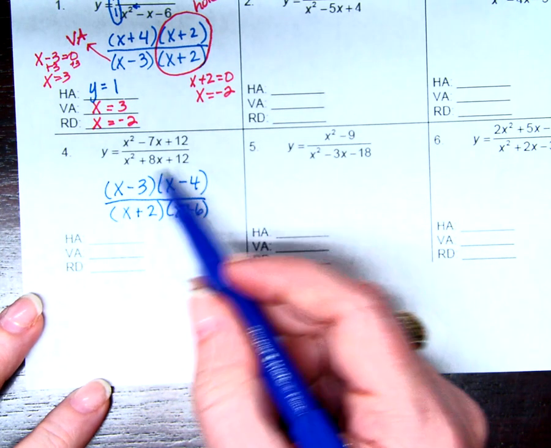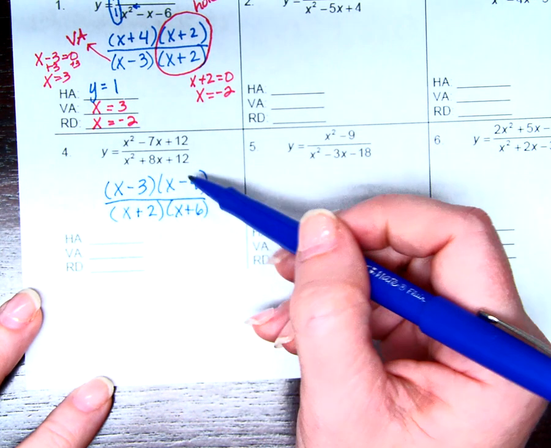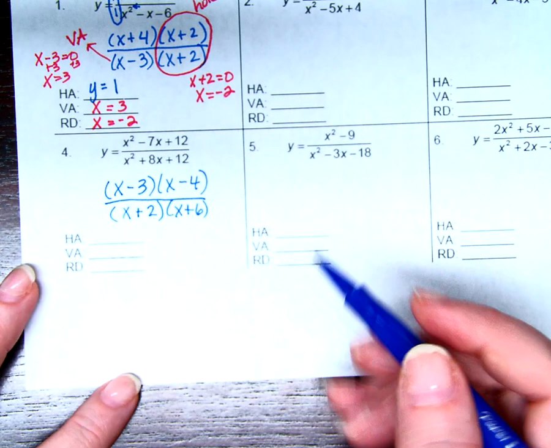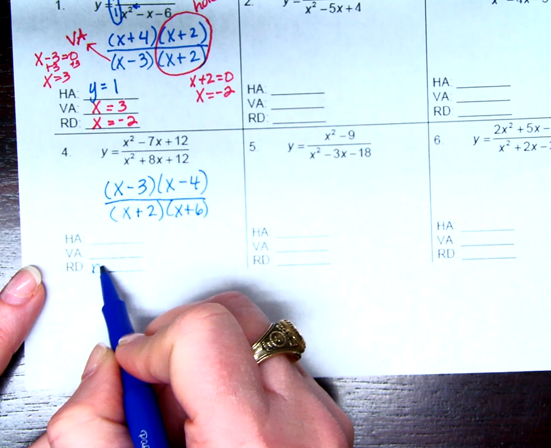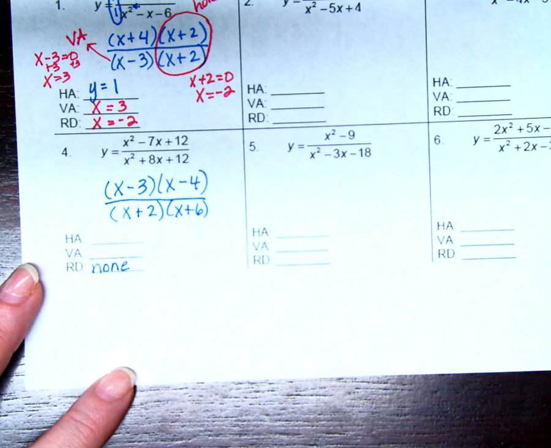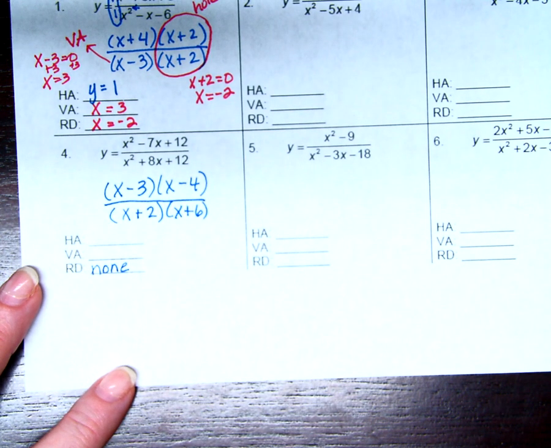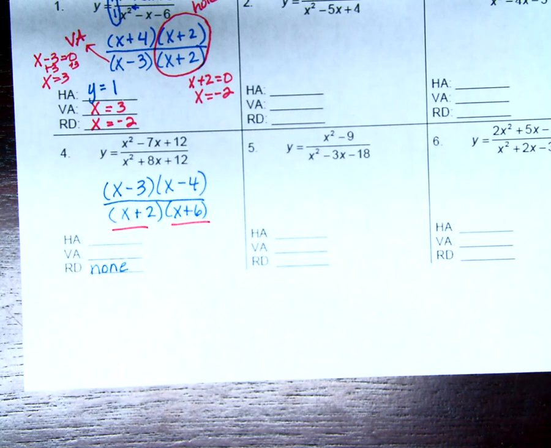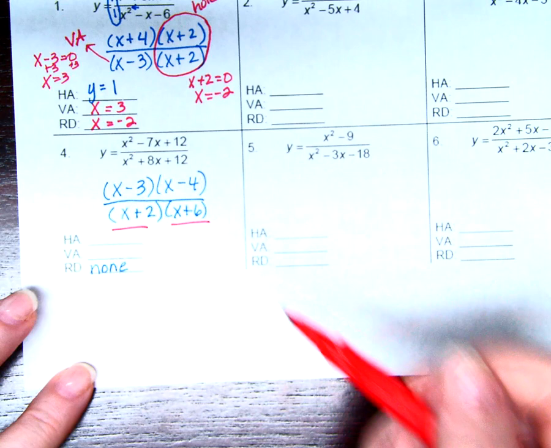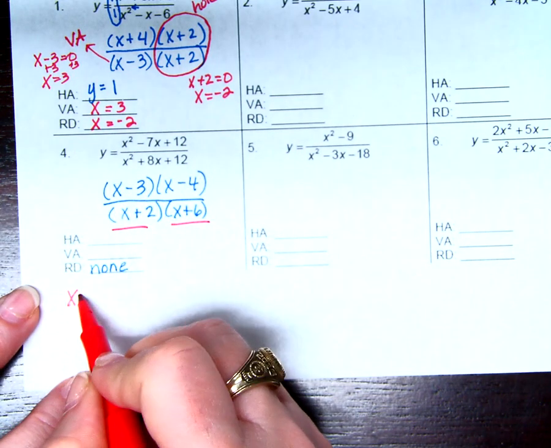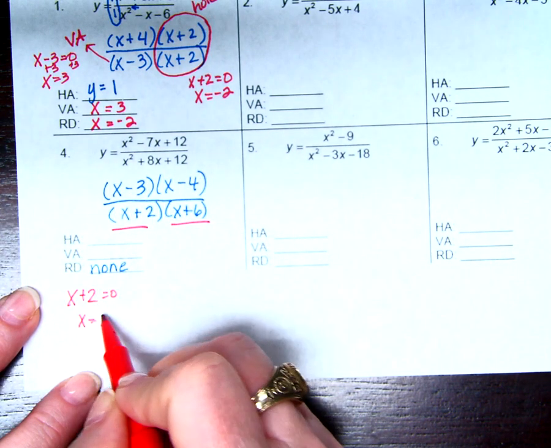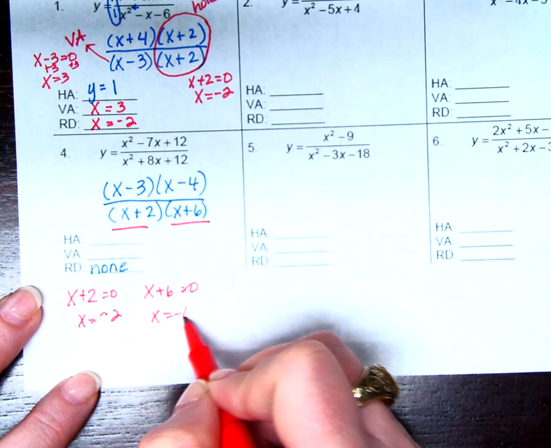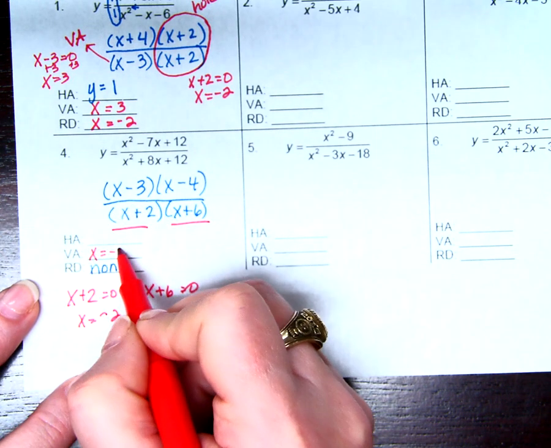What do you notice here? Here you notice that there's no factor in common from the numerator to the denominator. When there's no factor in common from numerator to denominator, all that tells you is that there are no removable discontinuities. There's just not one. So what's left here, both of those two are where the vertical asymptotes are. So I set each one of these equal to 0, negative 2, negative 6, and that's where your vertical asymptotes are.